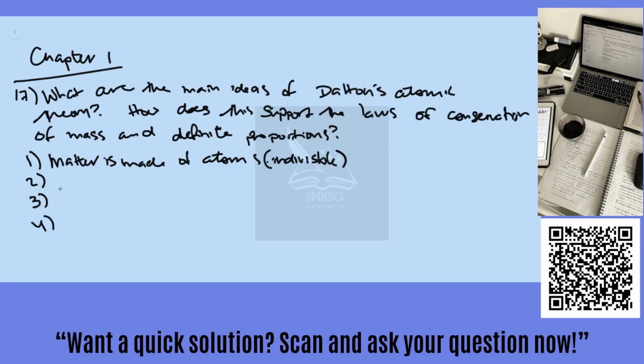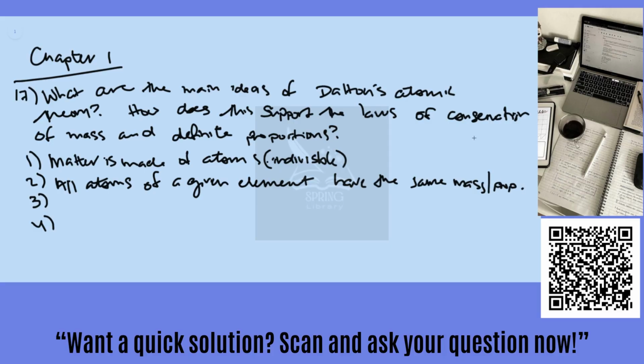The second tenet says that all atoms of a given element are identical in mass and properties. So for instance, an atom of hydrogen always has one proton and it always has the same mass. And it always acts the same. It's always a gas at room temperature, for instance.